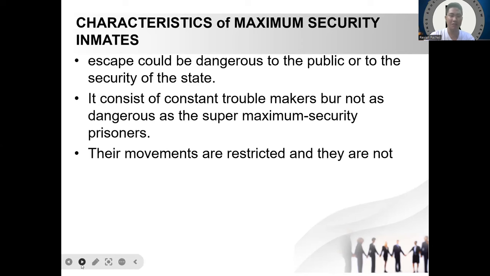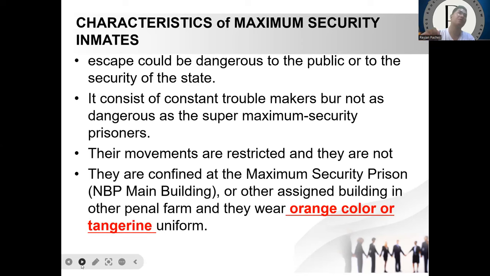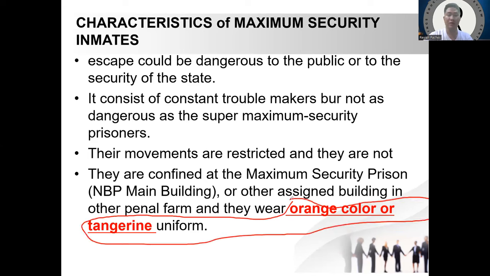Of course, yung under the maximum security inmates class, their movements are restricted and they are not allowed to work outside, hindi sila talaga pinapayagan na magtrabaho sa labas kasi nga, di ba, baka sila pa yung cause ng gulo sa loob or sila pa yung cause ng patayan doon sa loob. So they are confined at the maximum security prison or at the NBP main building or other assigned building, a penal farm, and they wear orange collar or tangerine uniform. Take note class, tandaan ninyo ang color of uniform na sinusuot nila. Kapag wala sa choices yung tinatawag natin na orange, of course, ang isasagot ninyo is tangerine color of uniform. Okay? So yan yung characteristics ng maximum security inmates natin.